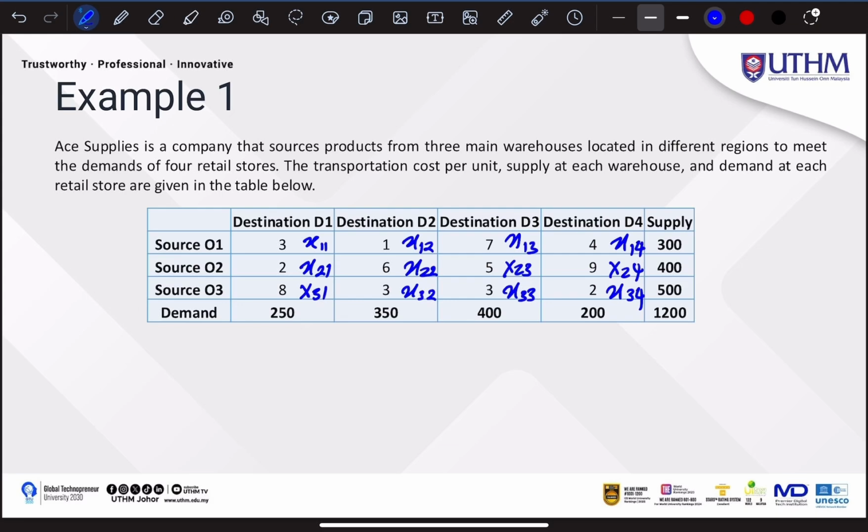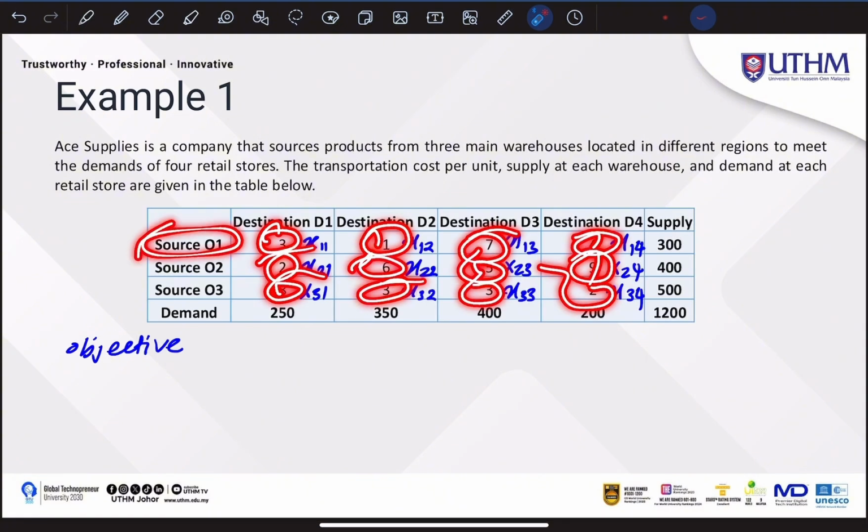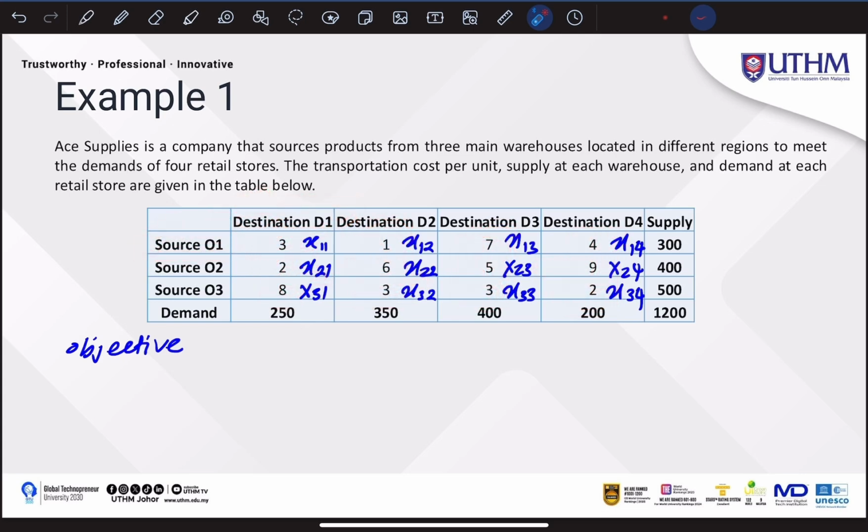Okay, our objective is, so this is the cost. The value inside the matrix here, the cell tableau here, is the cost related to the source to destination. For example, cost from source O1 to D1 is 3, and then so on. So that is our cost, which is per unit. So this is per unit cost.